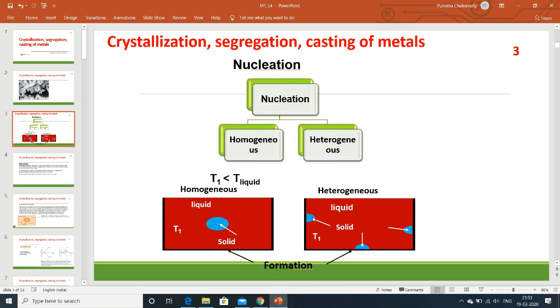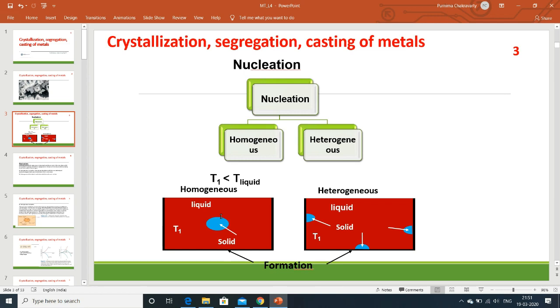But if you remember, we have already talked about nucleation. I have given you a couple of examples of nucleation. Nucleation is again of two types, homogeneous and heterogeneous nucleation.